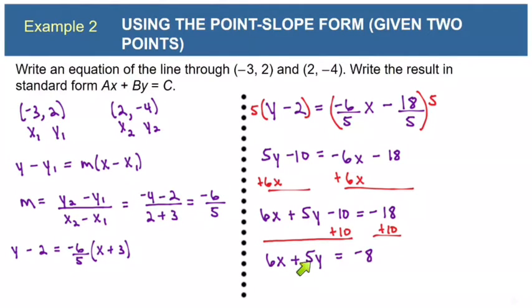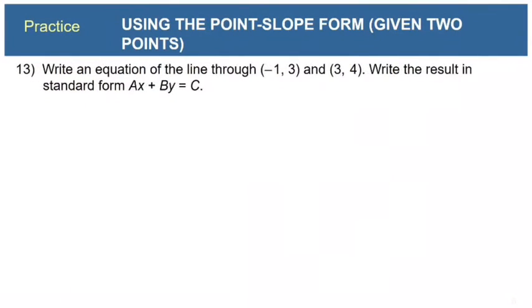Notice the x and the y terms are on the left, the constant is on the right. The x term has a positive coefficient, and the coefficients are all integers, and they cannot all be divided by the same number. So this is standard form. Here's a practice problem very similar to the last example we did together. You can try this on your own.